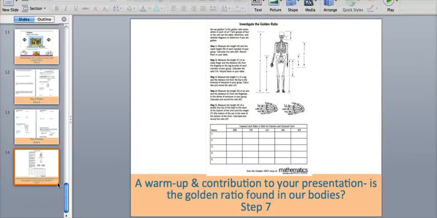Now, the golden ratio is said to have been found in our bodies, based on how our different body parts are in proportion with the golden ratio. So they could use this, incorporate it in their project, create a chart in Excel, and use it in their presentation.